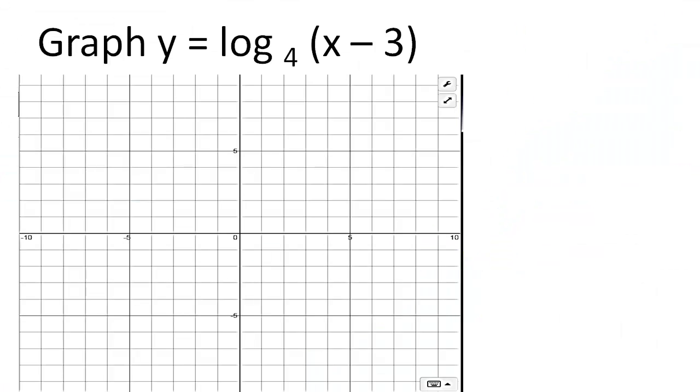Okay, so let's next graph y equals log base 4 of x minus 3. Don't be startled by the fact that this looks a little bit scary. This is really a family of graph for y equals log base 4 of x shifted 3 which way? Three to the right. Because it's with the x, to bring it to the other side, it would be a positive 3.